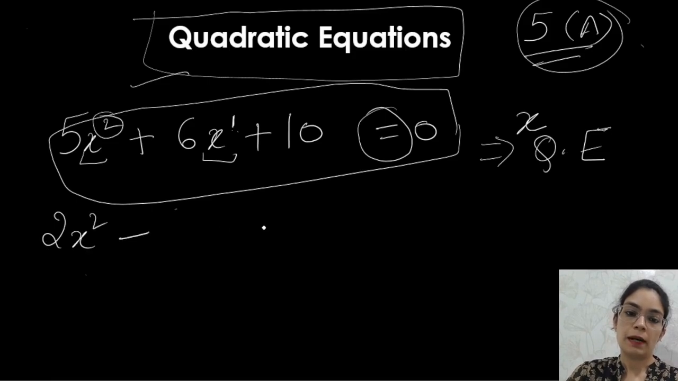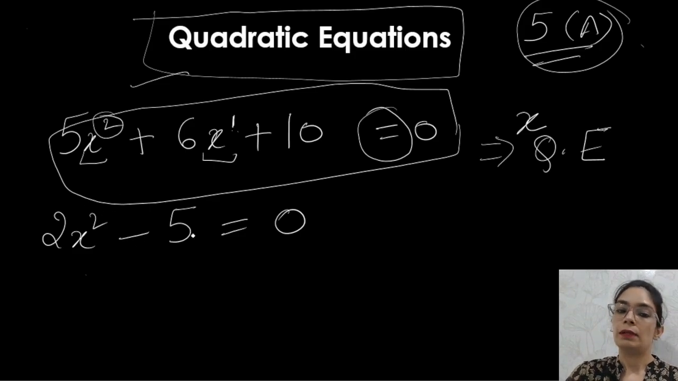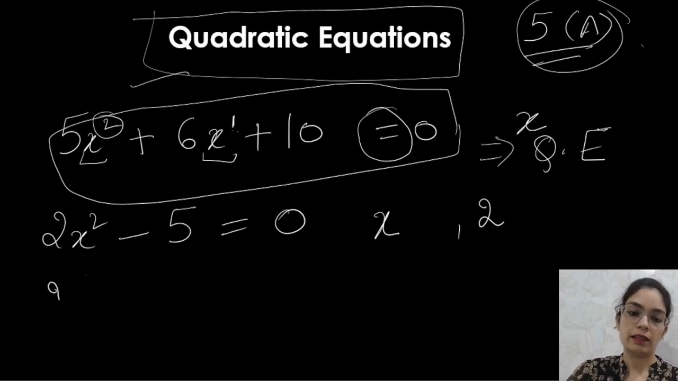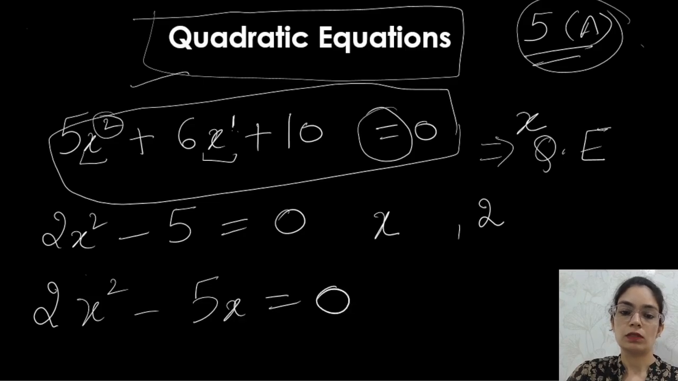I can take a few other examples. 2x square minus 5 equals 0. In this equation also the highest degree of the variable is 2, so it makes this equation a quadratic equation. Another example: 2x square minus 5x equals 0. In this example also the highest degree of the variable is 2, so this is also an example of a quadratic equation.